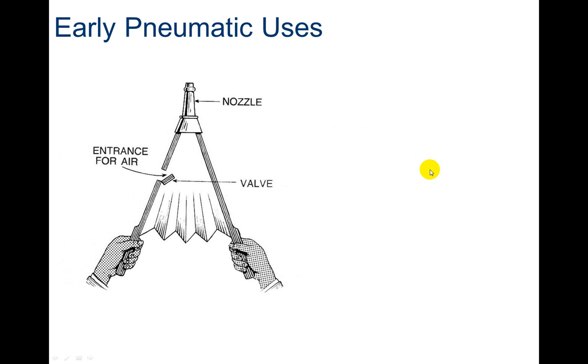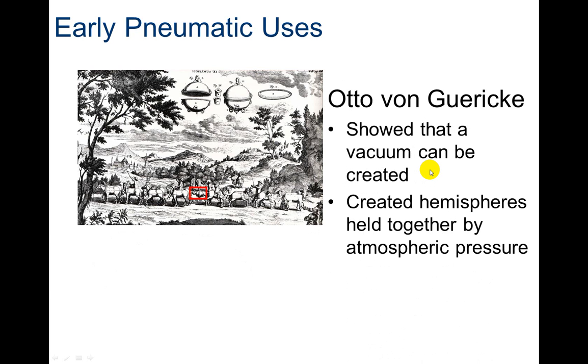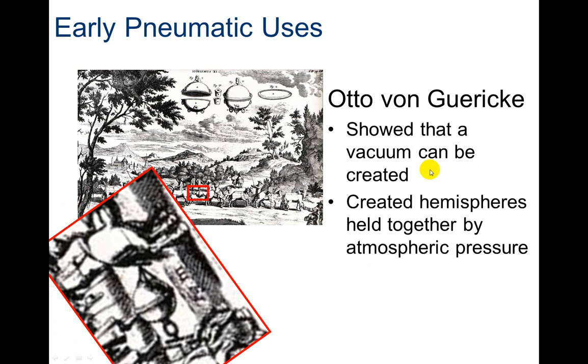Earlier pneumatics, you might recognize something like this, called the bellows. The tool is used by blacksmiths and smelters for working iron and other metals. You might also see it by somebody's fireplace to get enough oxygen to the fire so it'll work. Here's another example.